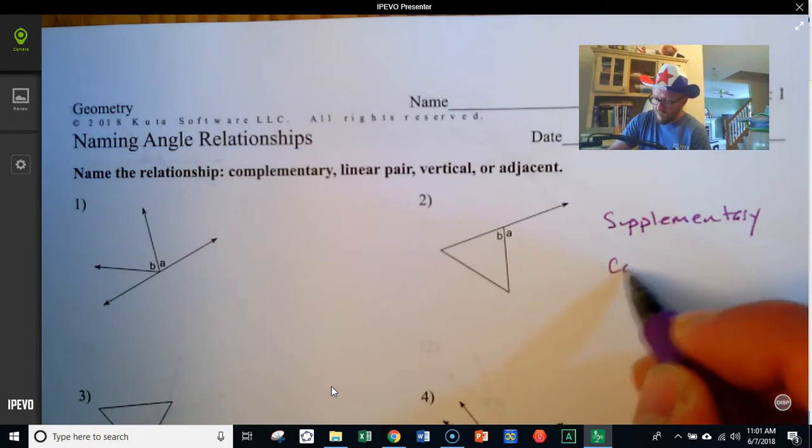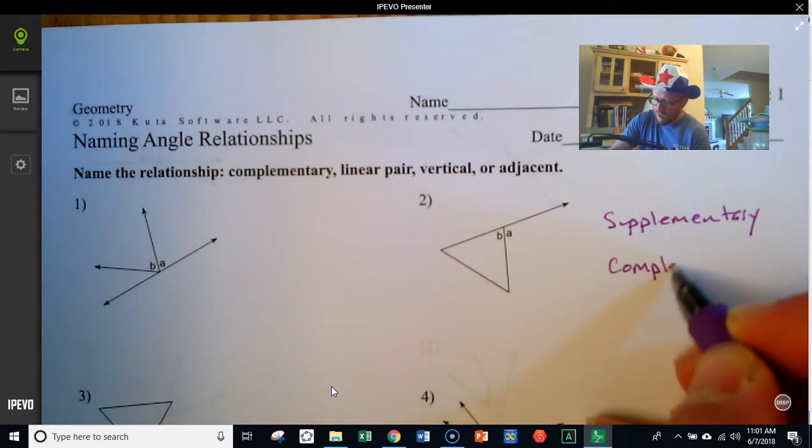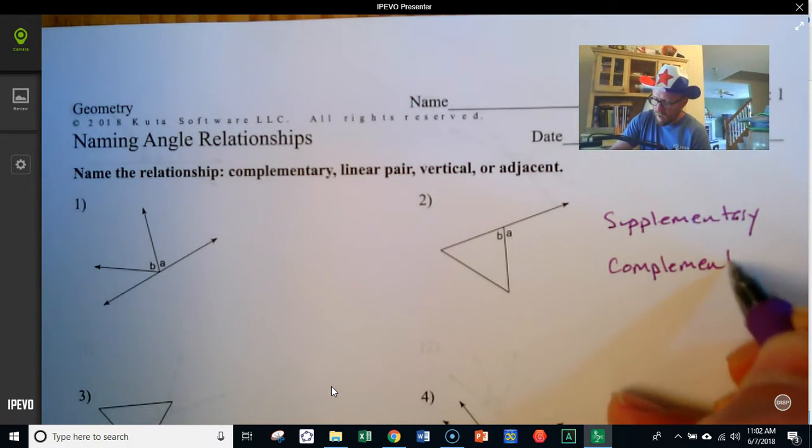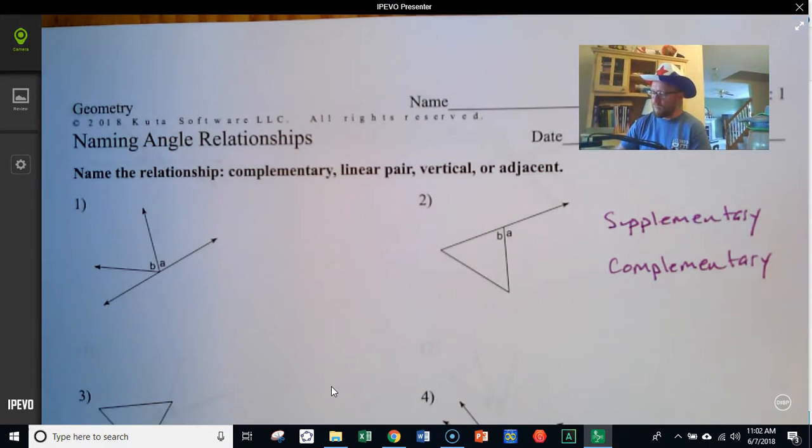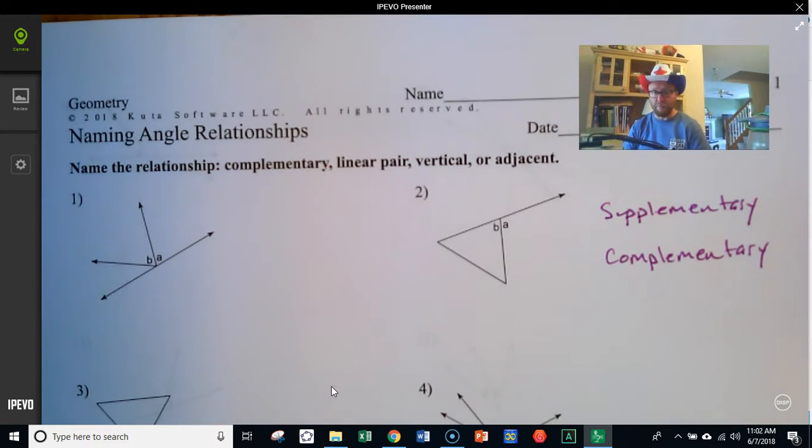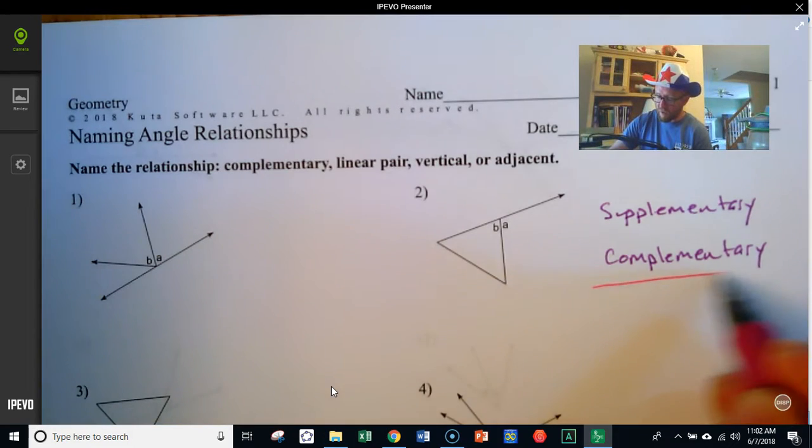And then we have complementary, which means they add up to 90. And so these two angle relationships just simply talk about how the sums are related. It has nothing to do with how the angles are necessarily connected to each other, right? How they are, on the paper. Now the rest of these do deal with that kind of thing. So we're going to separate them out here.